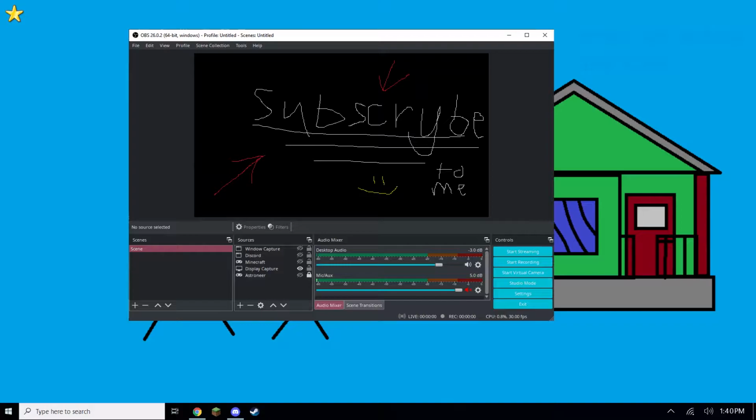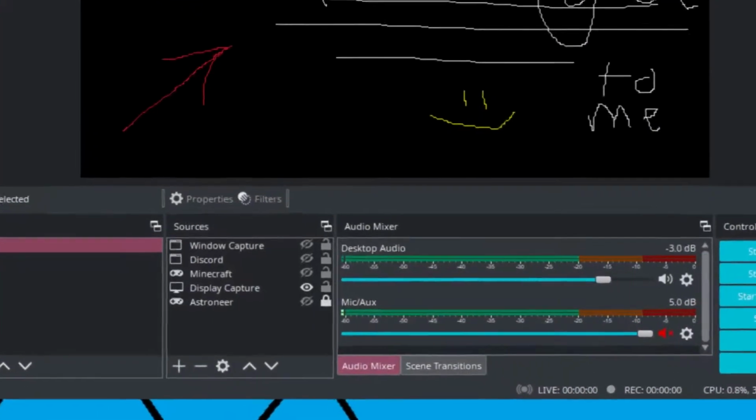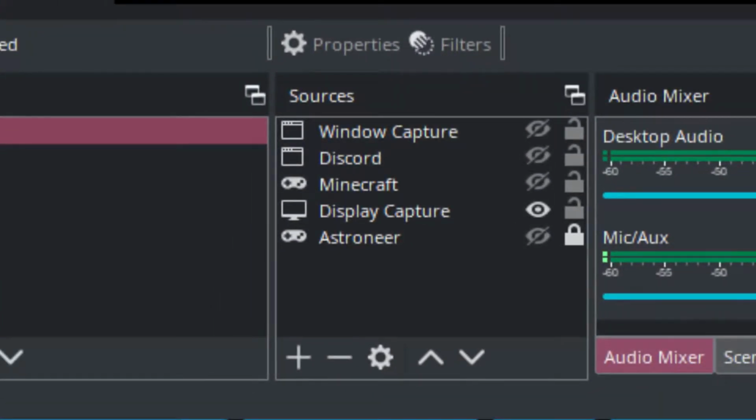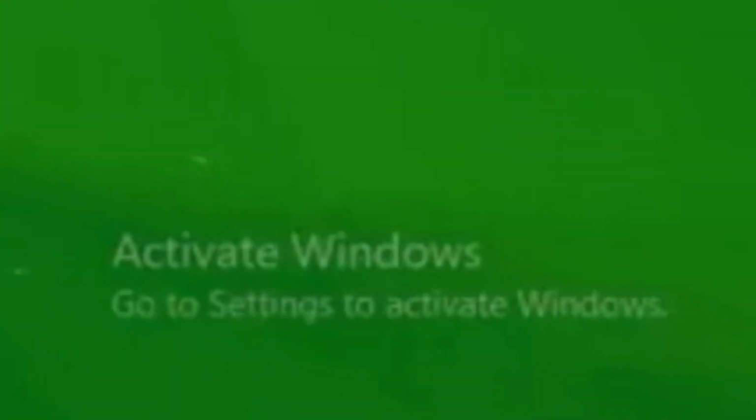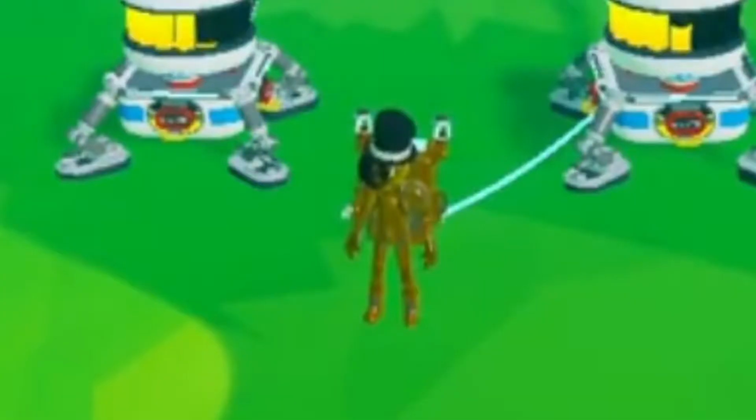Yeah, that's right. I accidentally left OBS on display capture instead of window capture, so at the bottom right of the screen the entire time you can see "Activate Windows." Now I know, I should probably just get Windows, as that is the greatest solution to this problem, but I refuse to lose on this video. I refuse to let it go down like this, so instead of having "Activate Windows" down there this entire time, I'm just going to slap this over the top of it.